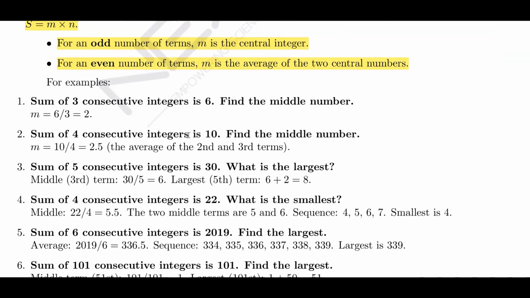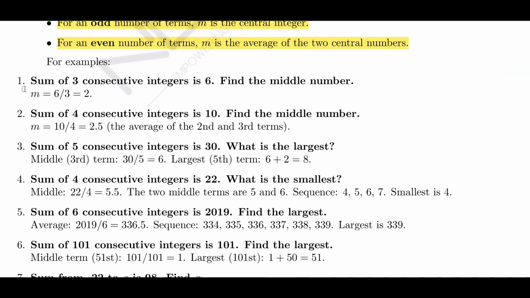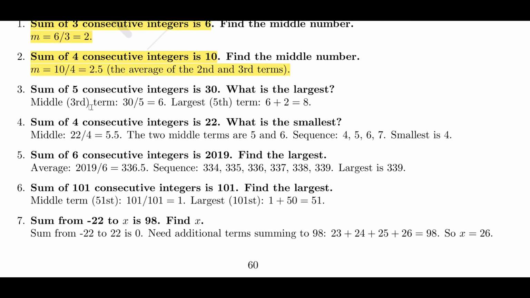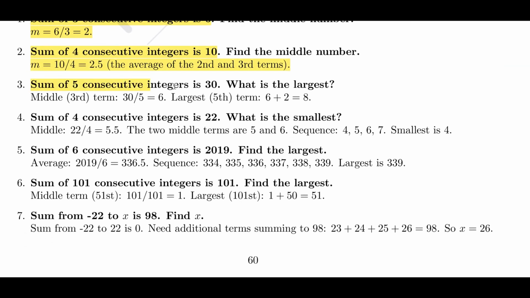Suppose the sum of 3 consecutive integers is 6. Then the middle one is 6 divided by 3, which is 2. Easy. Next, the sum of 4 consecutive integers is 10. Then the average is 10 divided by 4, which is 2.5. That means the two middle numbers are 2 and 3. Another example. The sum of 5 consecutive integers is 30. The middle one is 30 divided by 5, which is 6. So the sequence is centered at 6, and the largest is 8.